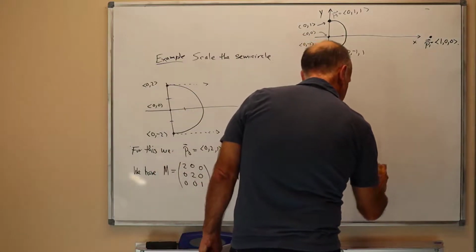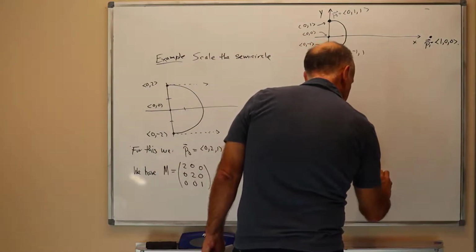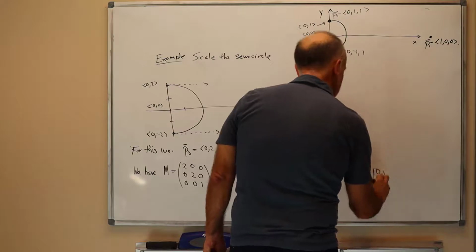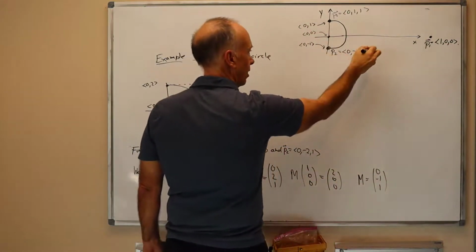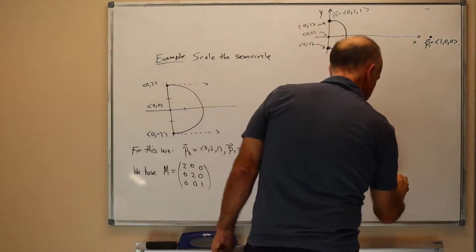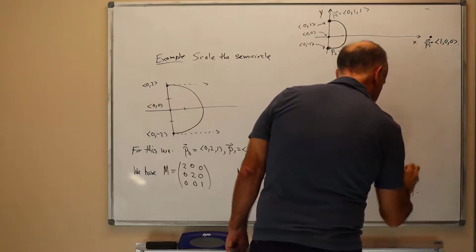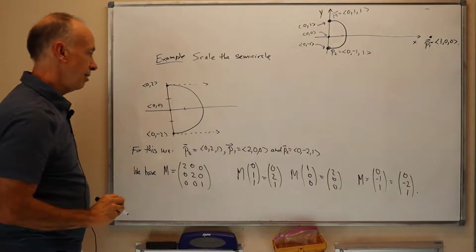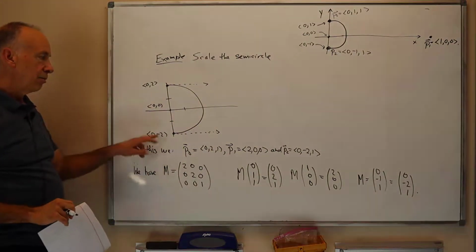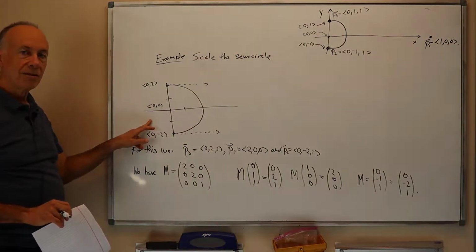And M applied to the third control point, (0, -1, 1), is (0, -2, 1). And this gives us the claimed control points for the scaled semicircle.